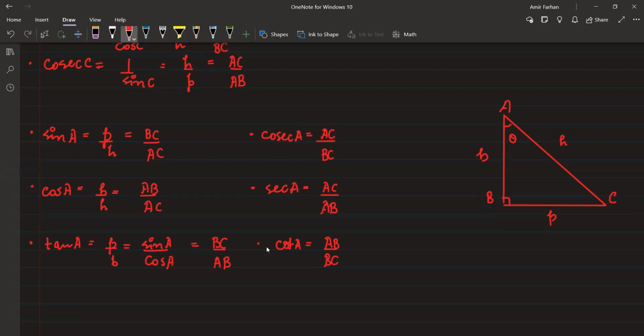Take one thing as basic in the ratios: if you are taking any angle as theta, the side opposite to that theta is the perpendicular. Clear?